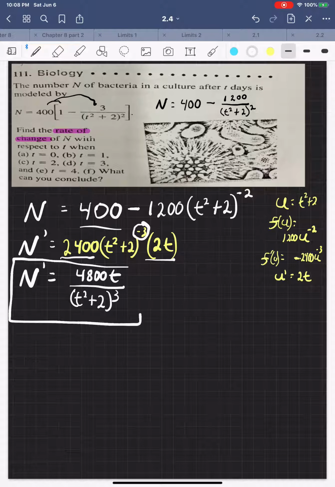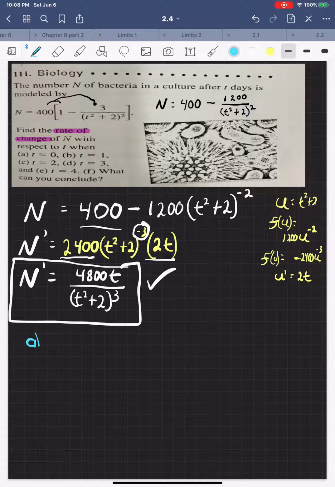Okay, so at this stage, you have appeased your professor, except you're not done with the problem because you weren't just taking the derivative. The derivative is now a tool. And what do we want to know? Well, we want to know the rate of change in the number of bacteria with respect to time. And they give you the time. So 0 days into the experiment, 1 day into the experiment, 2, 3, and 4 days into the experiment. Part F is, well, what can you conclude from all of this?